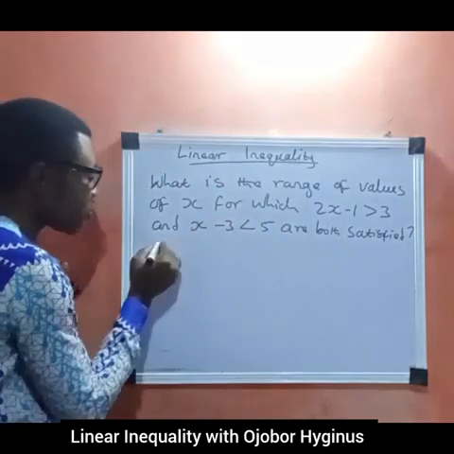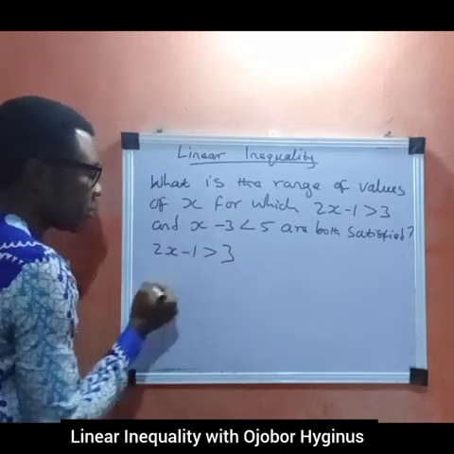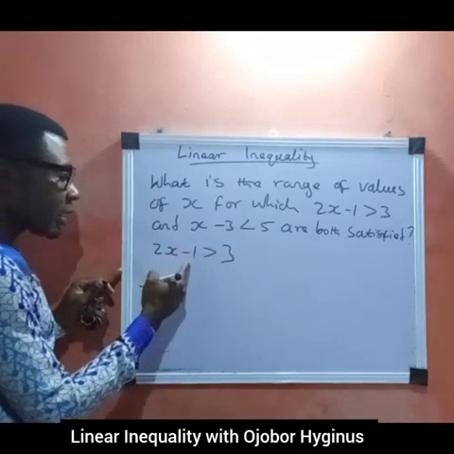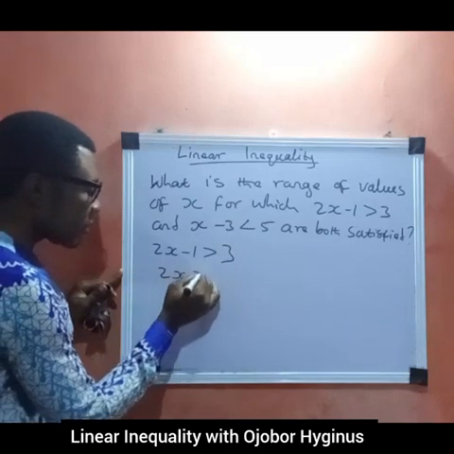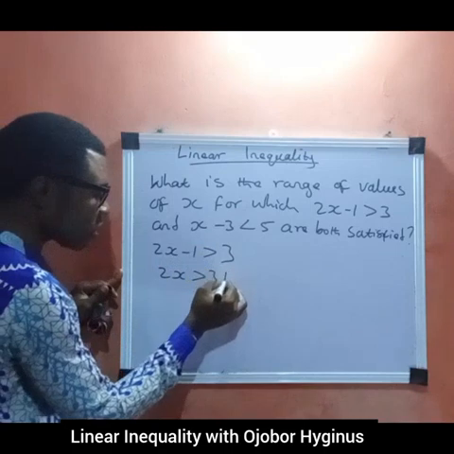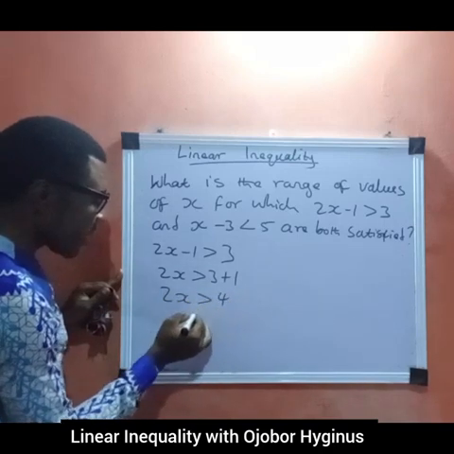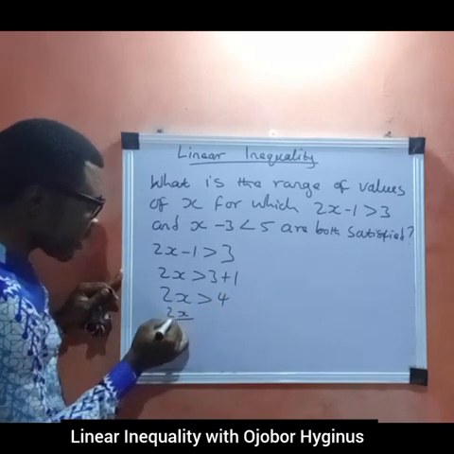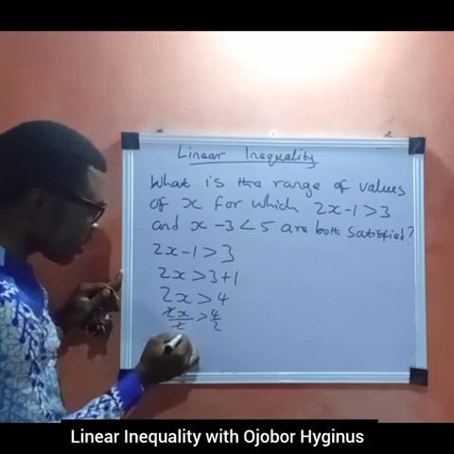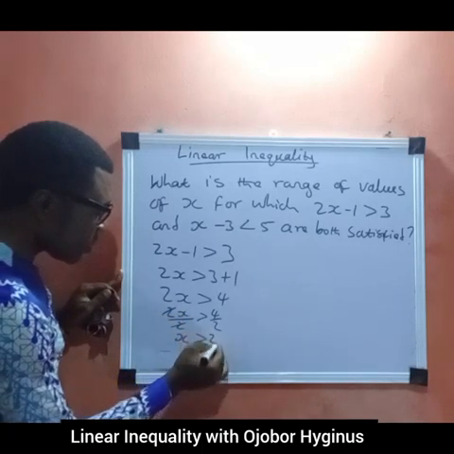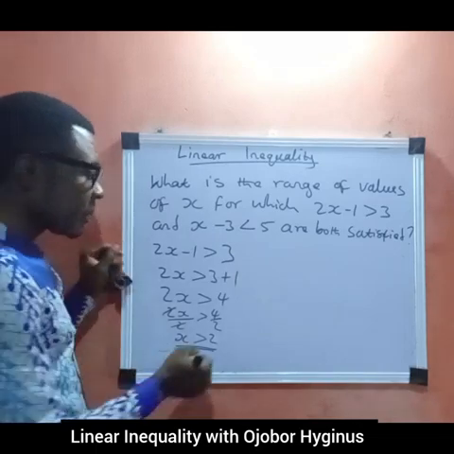If we solve the first one, we have 2x minus 1 greater than 3. We collect like terms, so this minus 1 will cross to meet 3, so that we have 2x greater than 3. Because it crosses, it becomes plus 1. So we have 2x greater than 4. You divide both sides by 2. 2x divided by 2 is greater than 4 divided by 2. 2 cancels 2, and x is greater than 2. The sign did not change because there was no negative number.